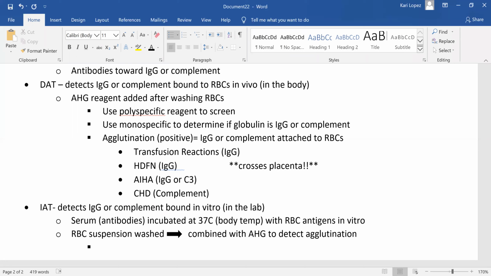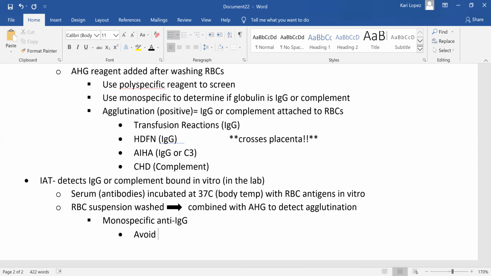Then we talked about polyspecific and monospecific. So monospecific anti-IgG is to avoid complement binding clinically significant antibodies.